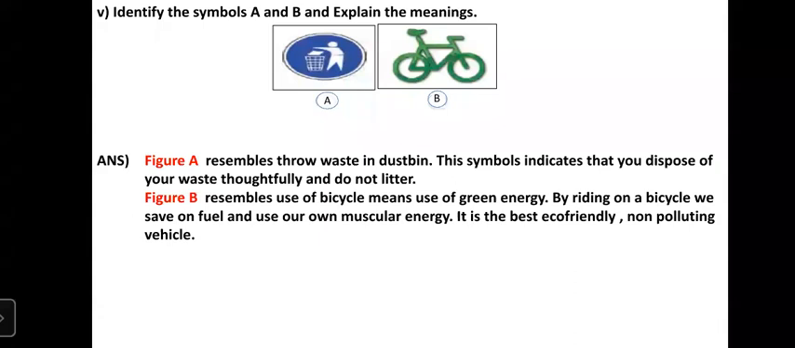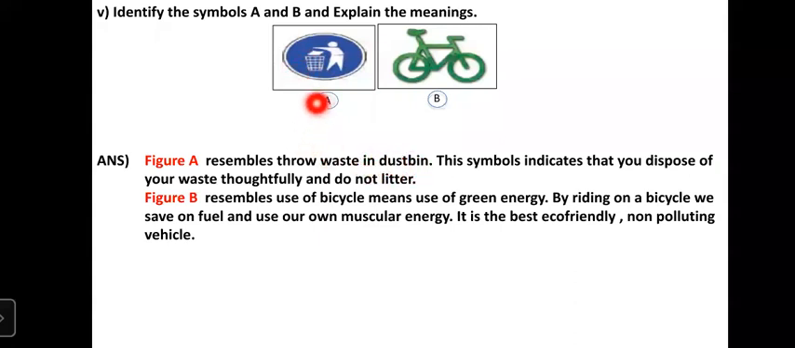Now see here. So how are we going to write an answer? Figure A. Okay, this figure. First you have to identify the symbol and then you have to explain. So figure A, what does it resemble? It resembles throwing waste or garbage in a dustbin.